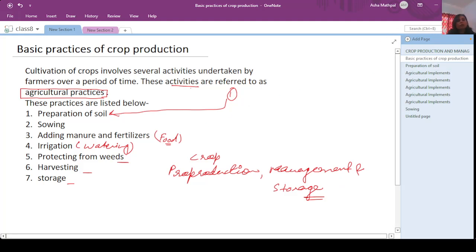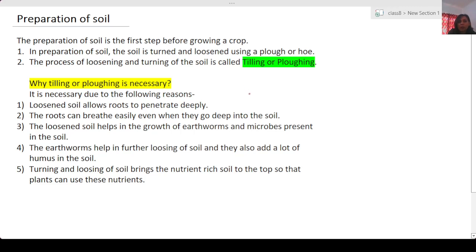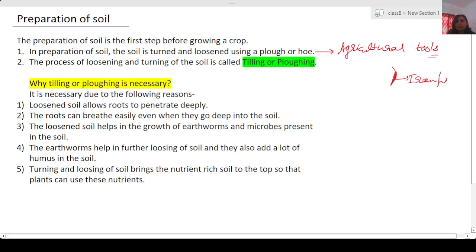Now let us start with the first step, that is the preparation of soil. Now in preparation of soil, what is done? See, preparation of soil is the first step in the agricultural practices. In this step, the farmer uses plow or hoe. Plow or hoe are what? They are a kind of agricultural tools. What they have in common, both plow and hoe, they have a sharp end on one side. It is made of iron these days generally, but earlier it was made from wood.